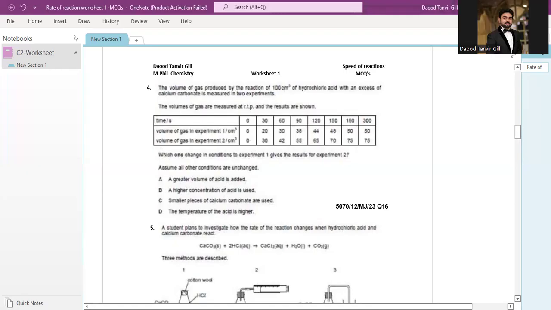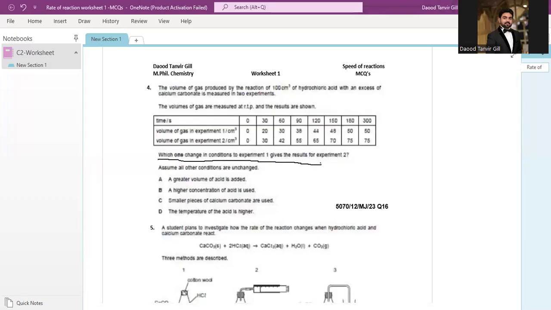I'm just highlighting or underlining the requirement of this question: which one change in condition to experiment one will give the result for experiment number two. Yes. So let's look at option number A, a greater volume of acid is used. A greater volume of acid will give the same yield because the moles would stay the same. However, this will not have an impact on the yield of the gas.